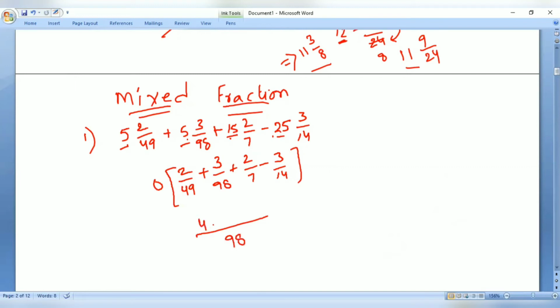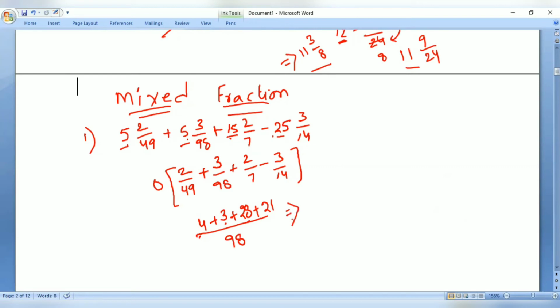So this is 2 2s are 4. 98 goes in 98 one time, 1 into 3, 3. Then 98 in 7s, 7 14s. 14 2s are 28. 14 7 times, so 21. So 21 and 28, 49, 52 plus 4.